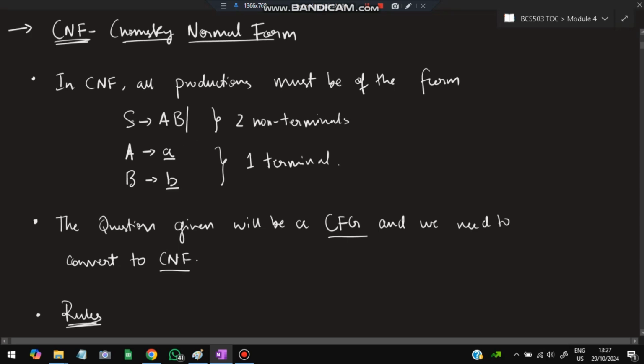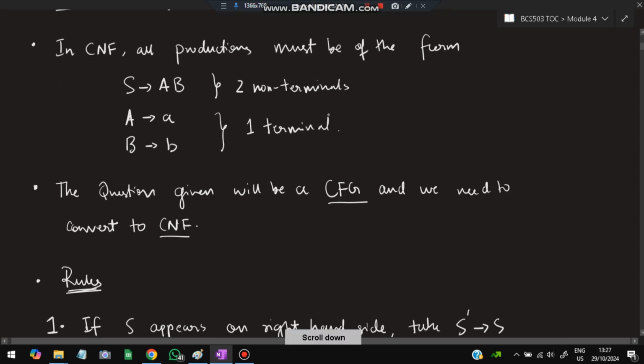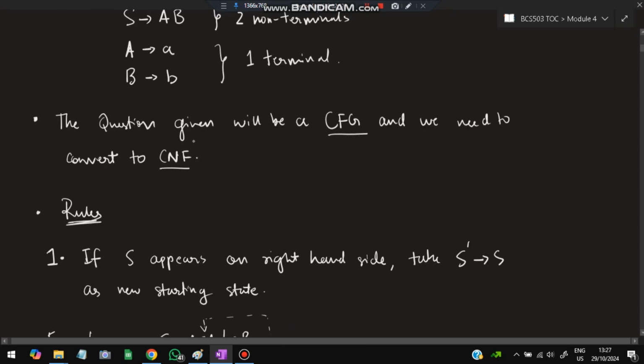Another one is there: the starting state can have an epsilon also, and the rest of the states should not have any epsilon. So this is the rule which we need to satisfy. Now let's understand how we do this. From the exam point of view, the question will be given as a CFG, and you have to convert it into a CNF.